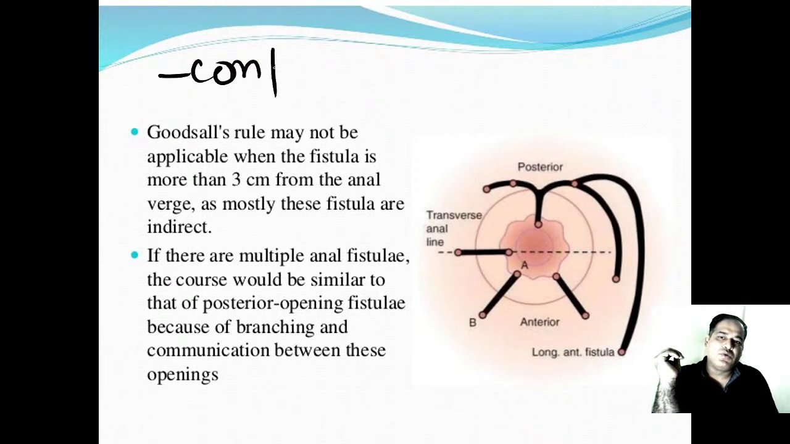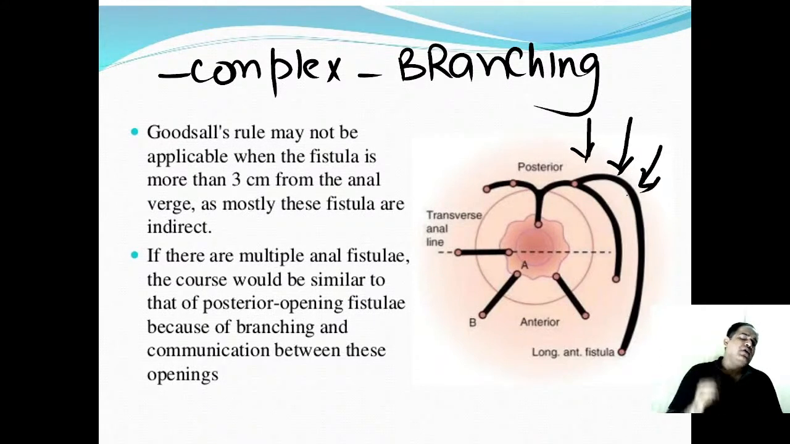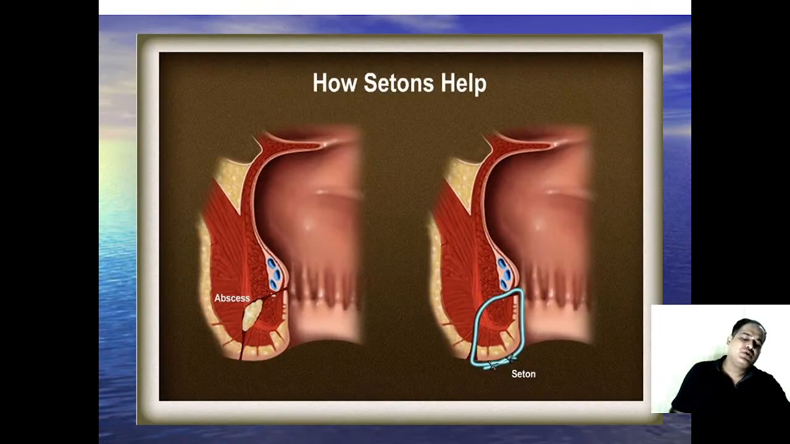Also, the complex fistula, that means the branching fistula like this. Fine. So they usually open into the midline. Now you see, this is a complex fistula. First opening, second opening, third opening, multiple openings are there. So these fistulas, they don't follow the Goodsall rule.